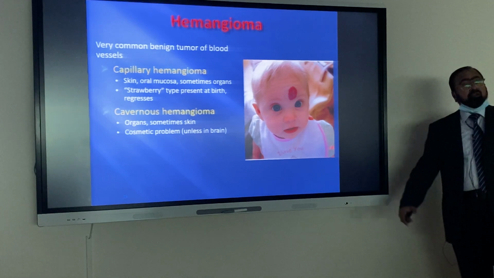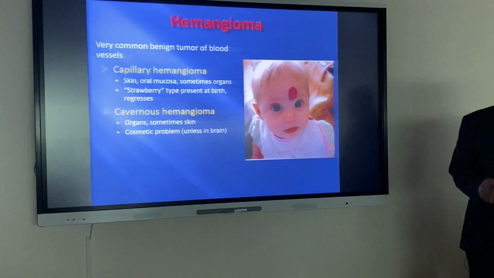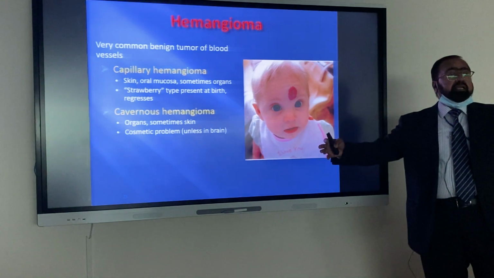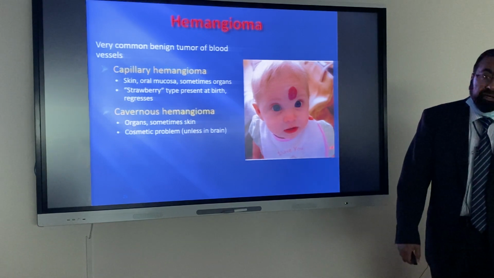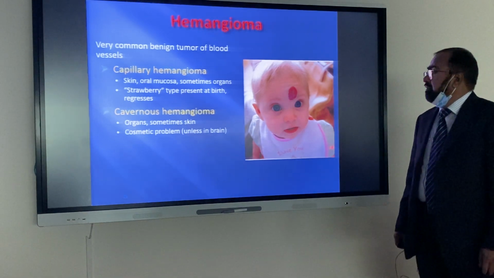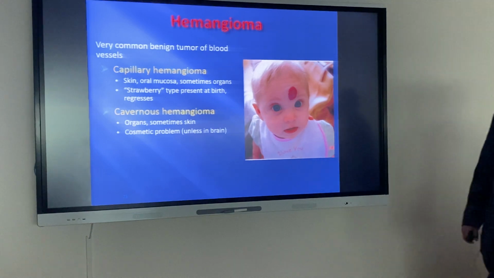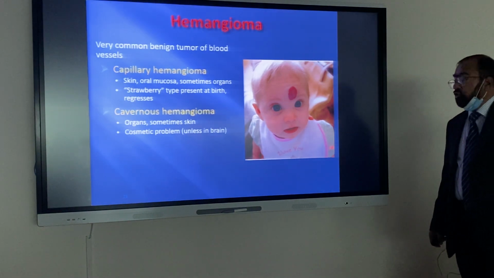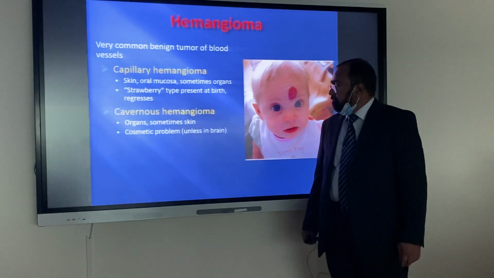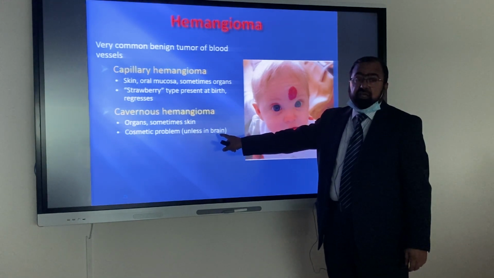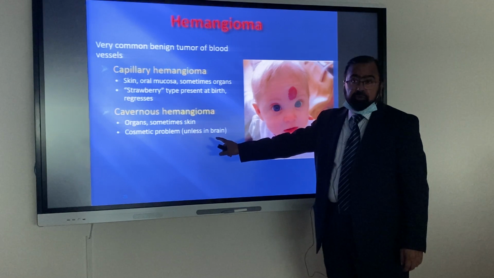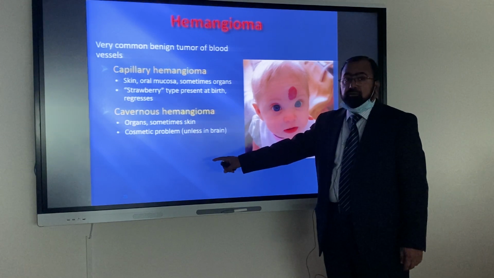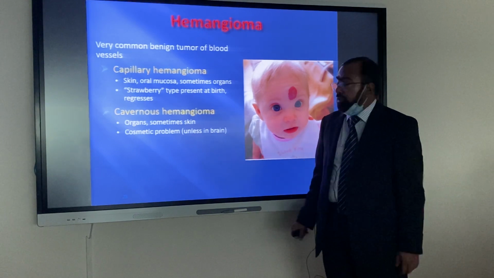As the name says, caverns, big. So the vascular channels are bigger in size. Again, they are lined by endothelial cells. They are seen in the organs, sometimes in the skin. They usually cause a cosmetic problem, unless in the brain. If it is there in the brain, they cause problems. Cavernous hemangioma, you have to take it out because it compresses the brain structures.